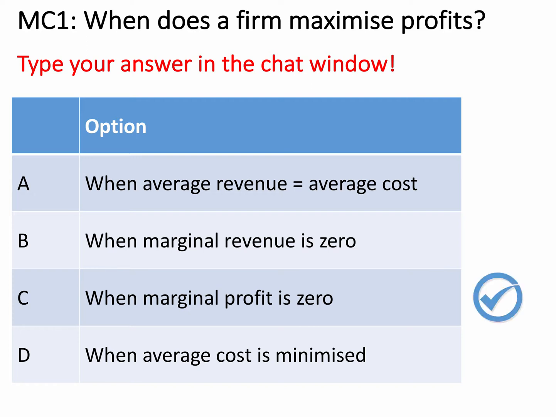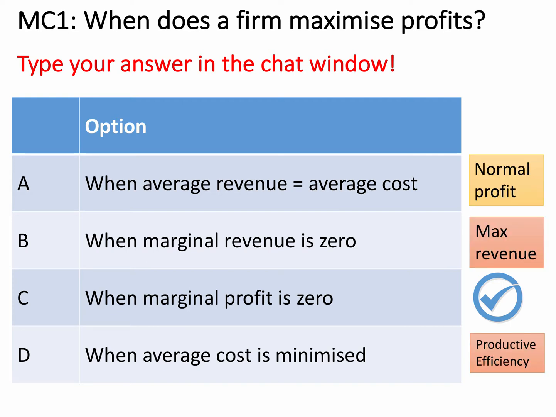And the answer is C. A firm maximizes profits when marginal profit is zero. Let's look at some of the other answers. Option A, when average revenue equals average cost, is the condition for a firm making normal profit, not necessarily maximum profit. B, when marginal revenue is zero, that's the condition for when a firm is aiming to maximize their revenue. Not quite the same as profit. C is right, sorry. D is wrong. Average cost minimized, well, that's the output of productive efficiency. And again, that's not necessarily, in fact rarely, the output where you maximize profit. The answer is, it's when marginal profit is zero.